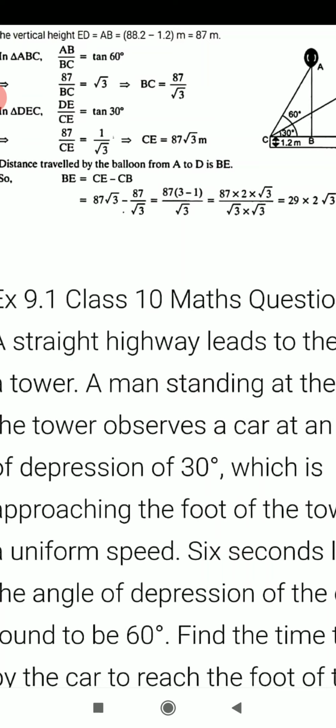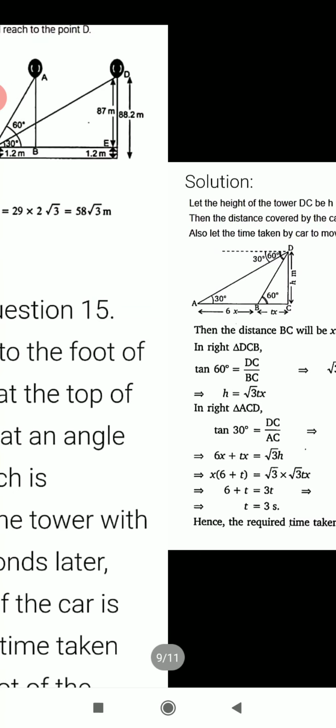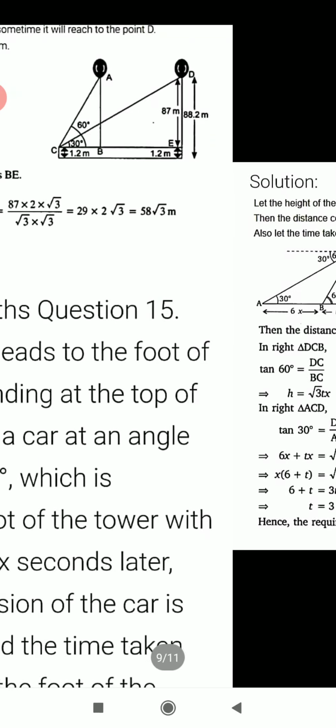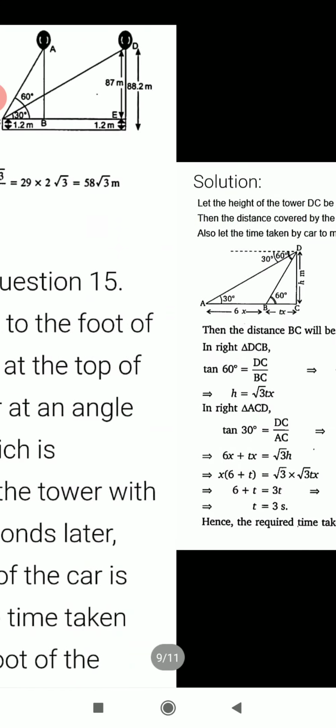Now again, in the second triangle, tan 30, you can find the value of tan 30. You get 58 root 3 meter. You can see the height of the girl is subtracted. Okay.